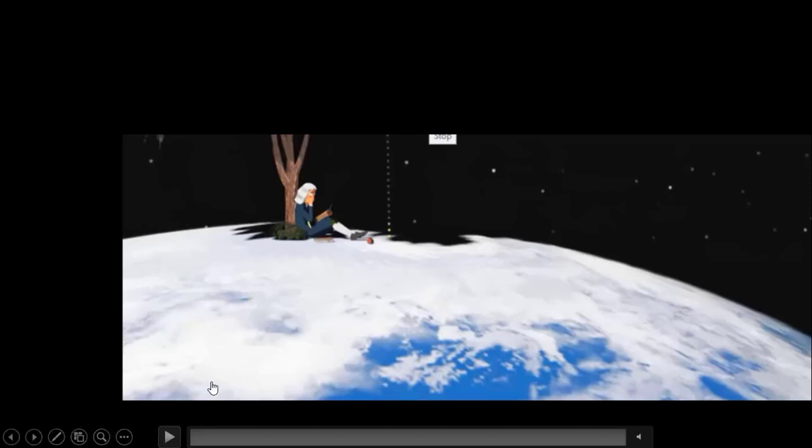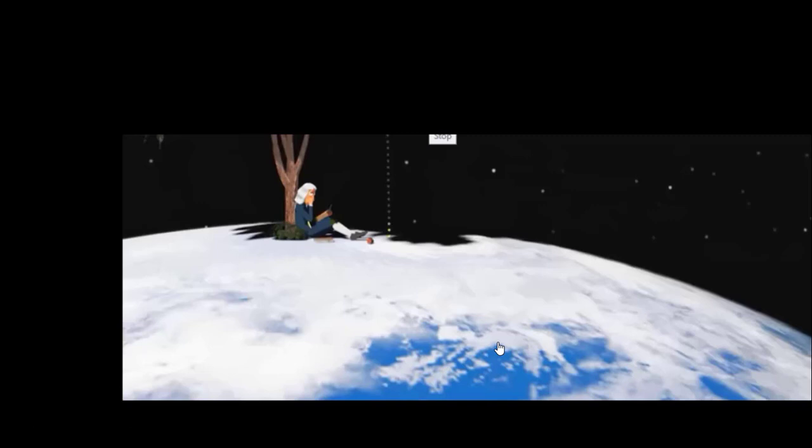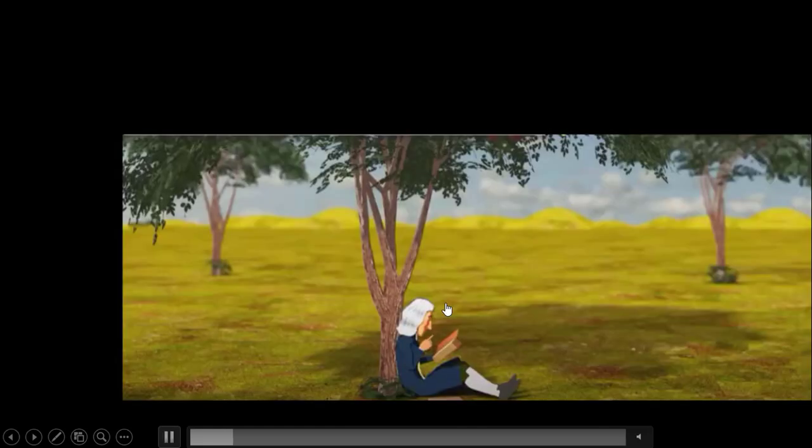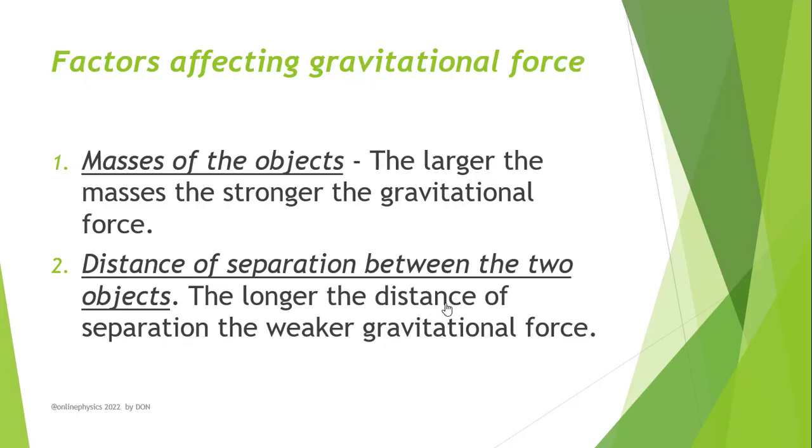And we can see that that is the surface of the Earth. That is Isaac Newton seated there, and you've seen the fruit fall. So now the thinking about or around that concept brought about this gravitational force. Then we can move to the factors that affect gravitational force.